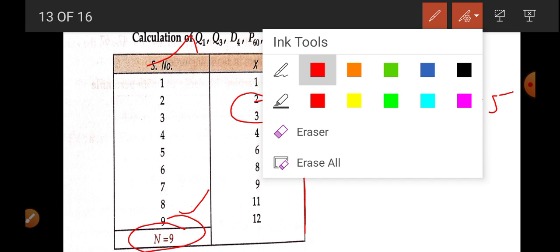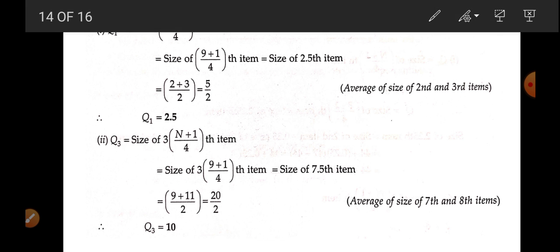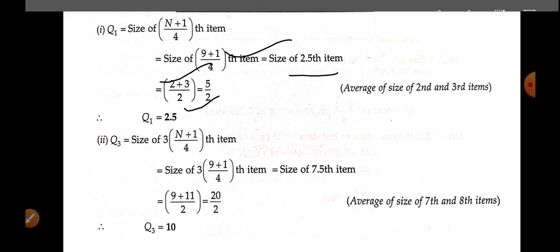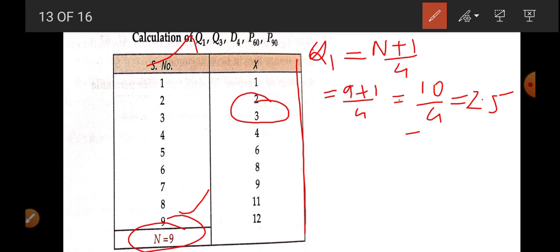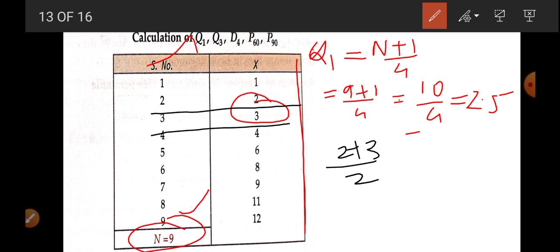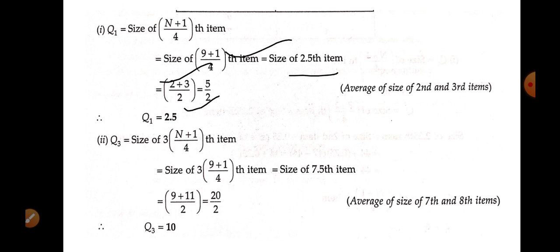No, sorry, I made a mistake here. It is the size of the second item and the size of the third item. So here you can see n plus 1 upon 4 is 2.5, the size of the second item and size of the third item. The size of the second item is 2, size of the third item is 3. So it will be 2 plus 3 upon 2, so 5 upon 2, that is 2.5. So this is the value of Q1, 2.5. Okay student. Here you can see it is calculated. Take the average of the second item and the third item.